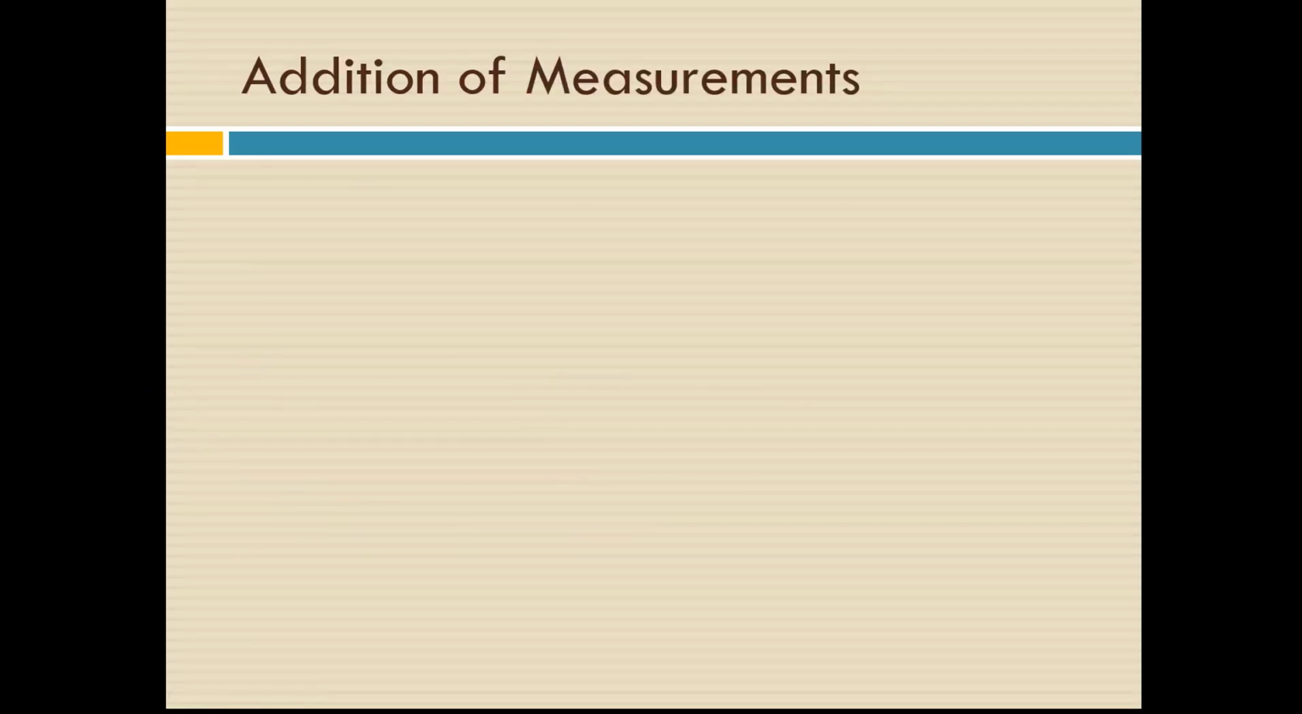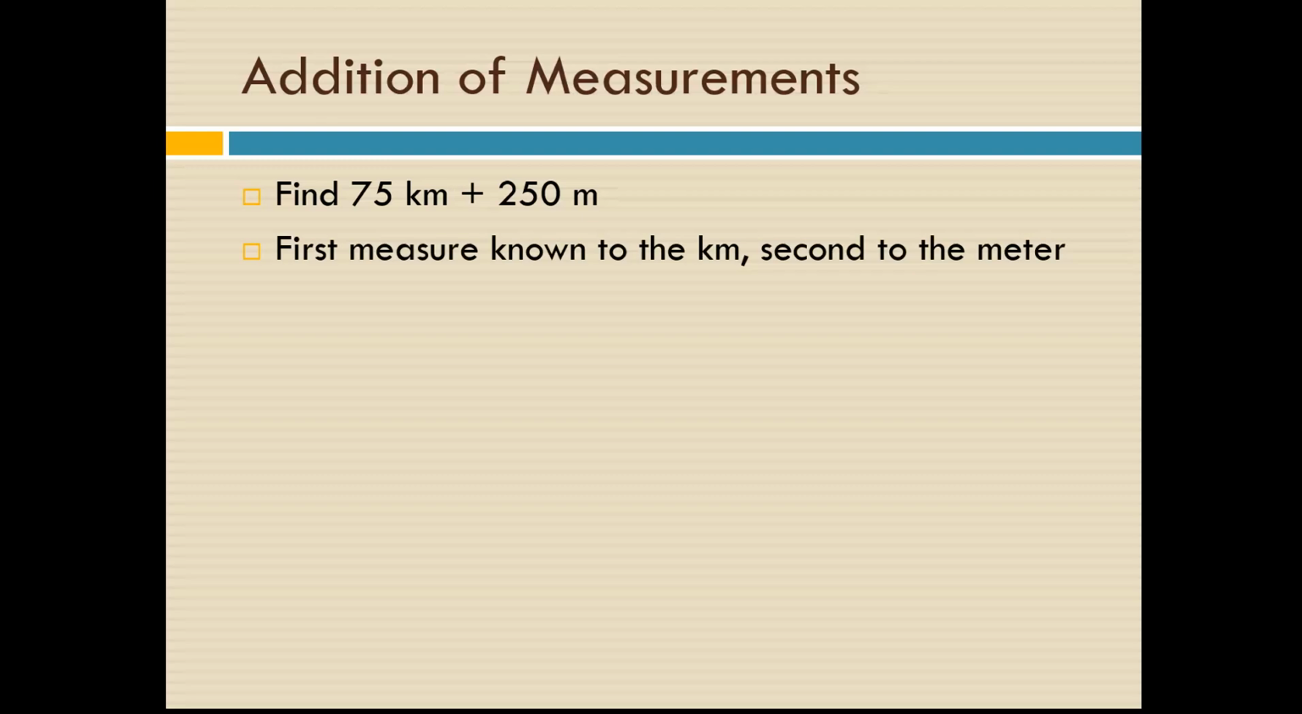When you add measurements together, you have to take into account the precision of the measurements. For example, 75 kilometers plus 250 meters. We already know that in order for us to add them together, we have to make them the like units. It's a length which will add to a length, so we can do that, but they have to be the same unit. So we're going to go ahead and convert everything into kilometers.